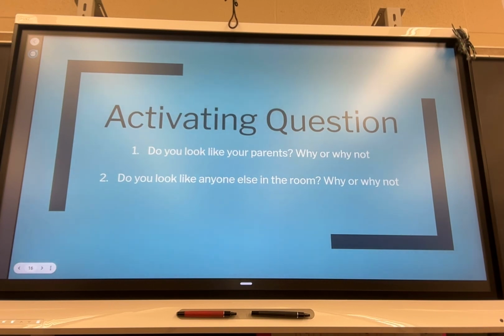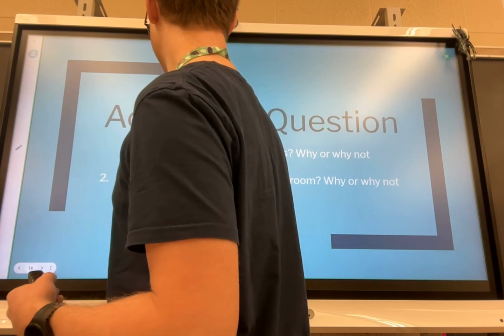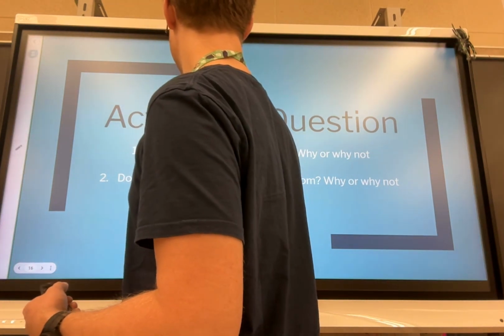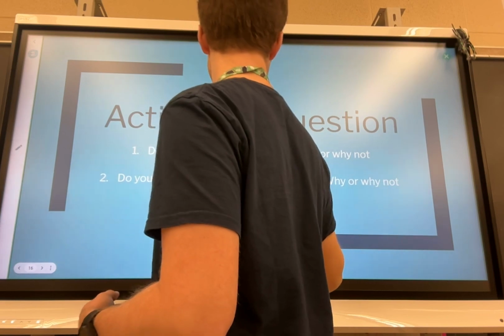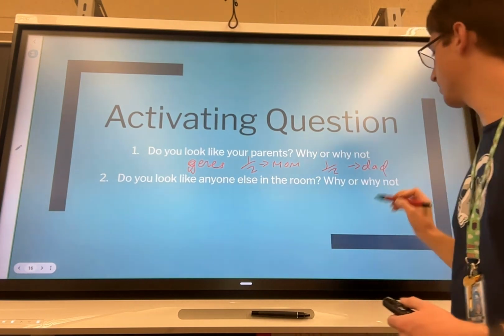Raise your hands. How many of us think that we look like our parents? How many think that you don't look like your parents? Okay. Brayden. Because you have genes and genetics from them. Okay. It's half of your mom's and half of your dad's. So your genes: 1/2 comes from your mom, and 1/2 comes from your dad.